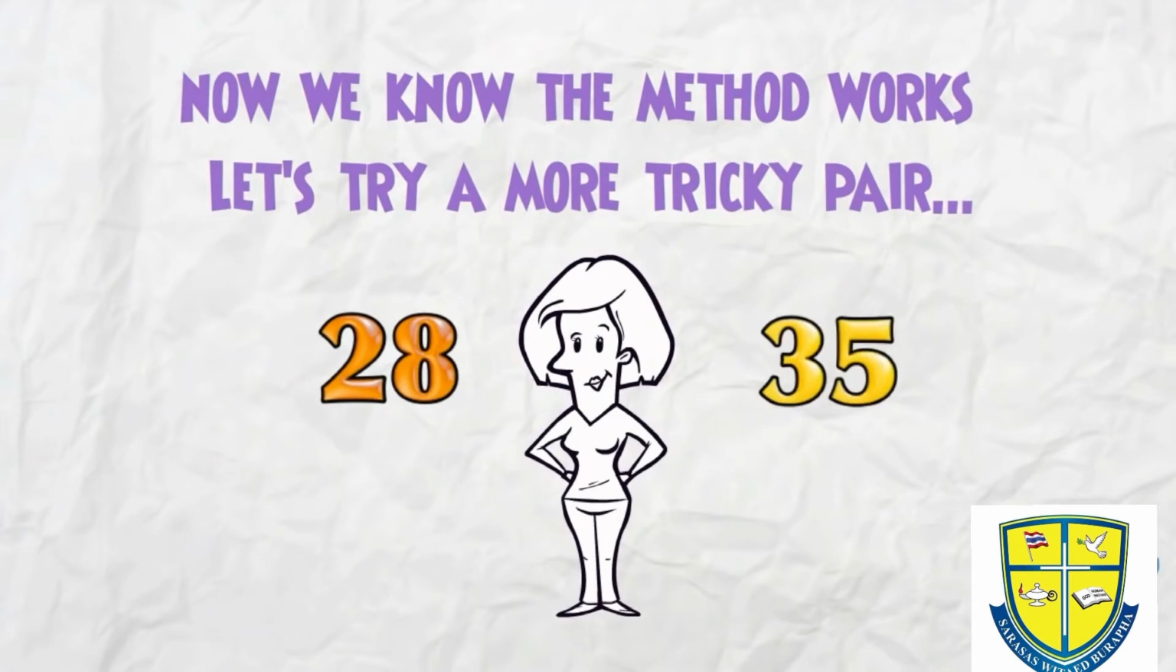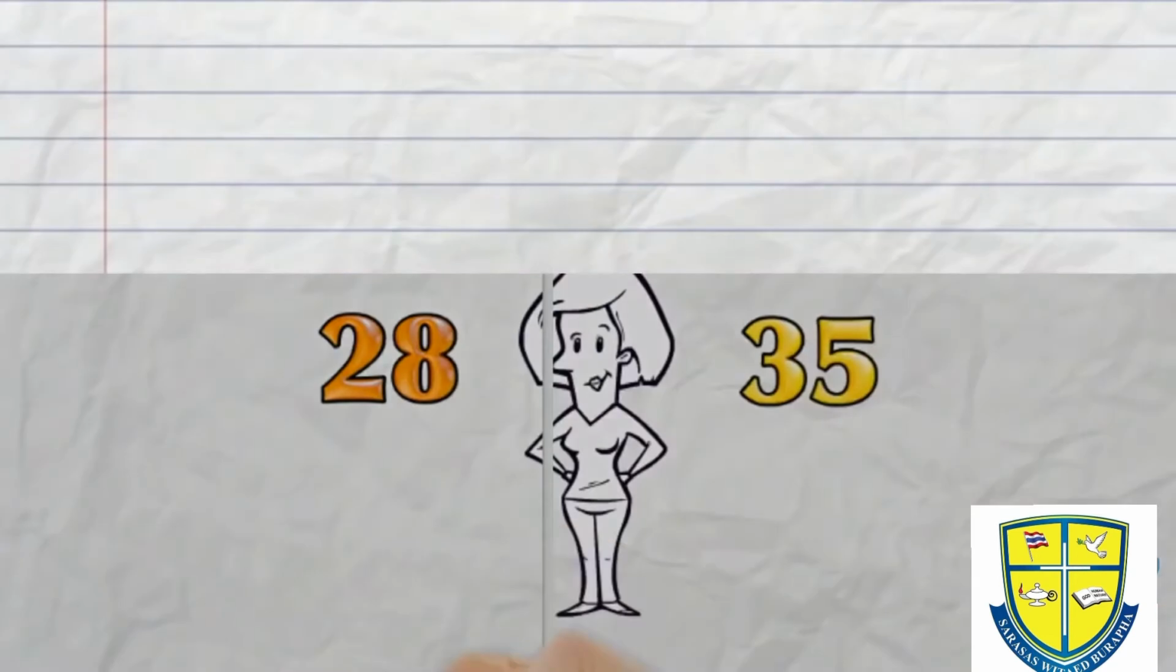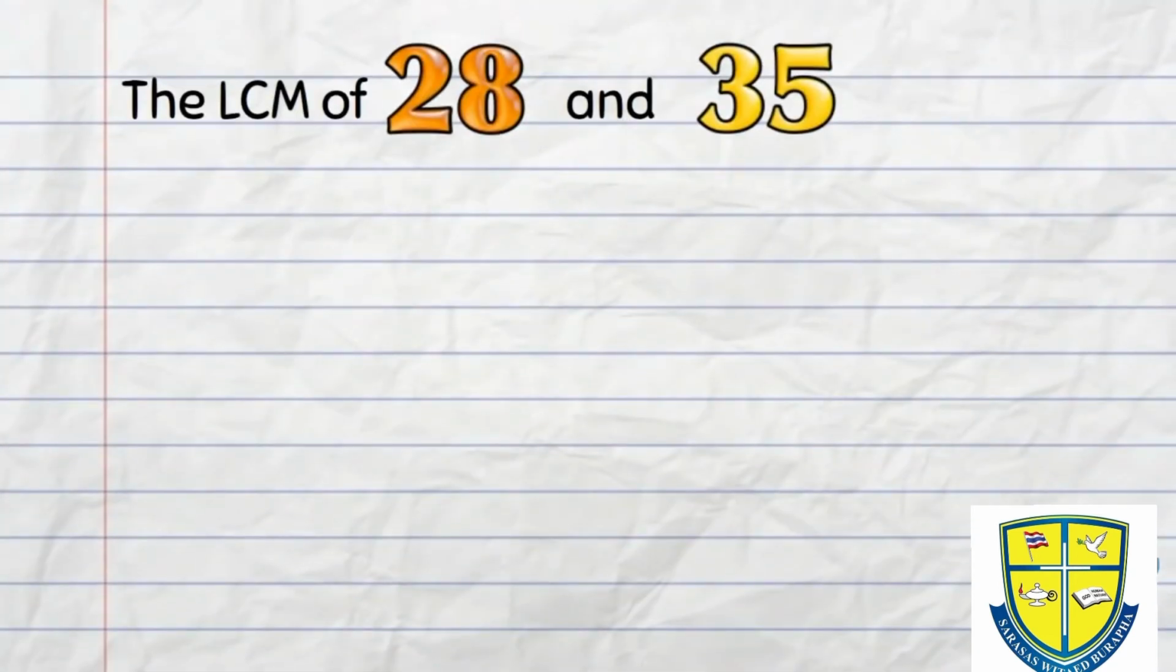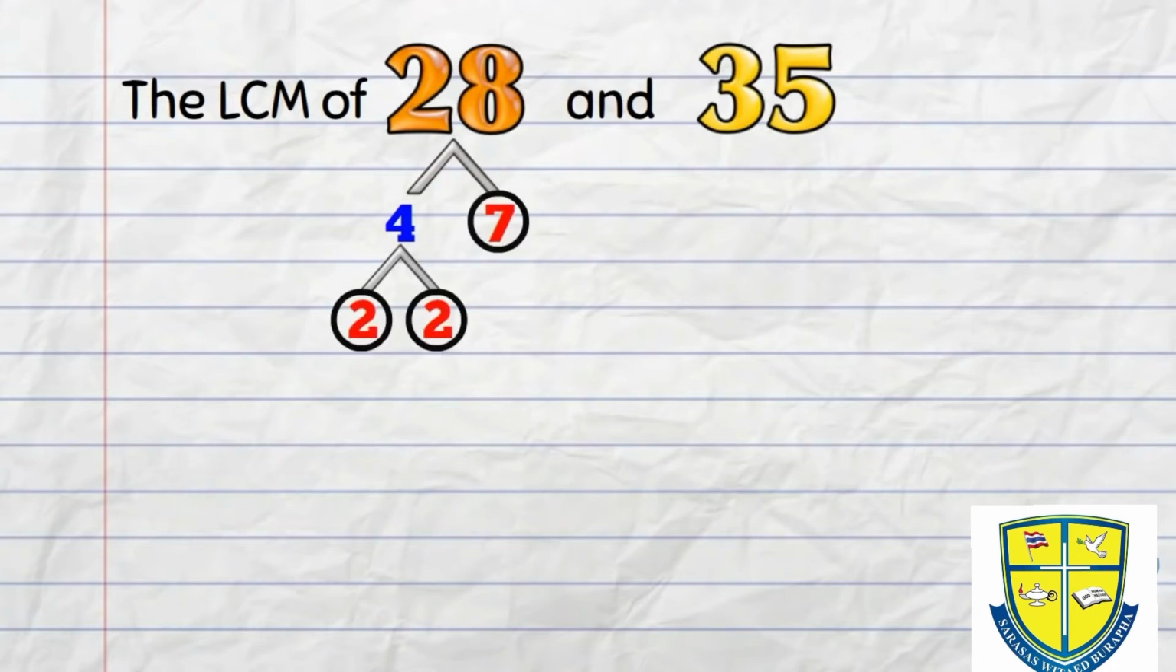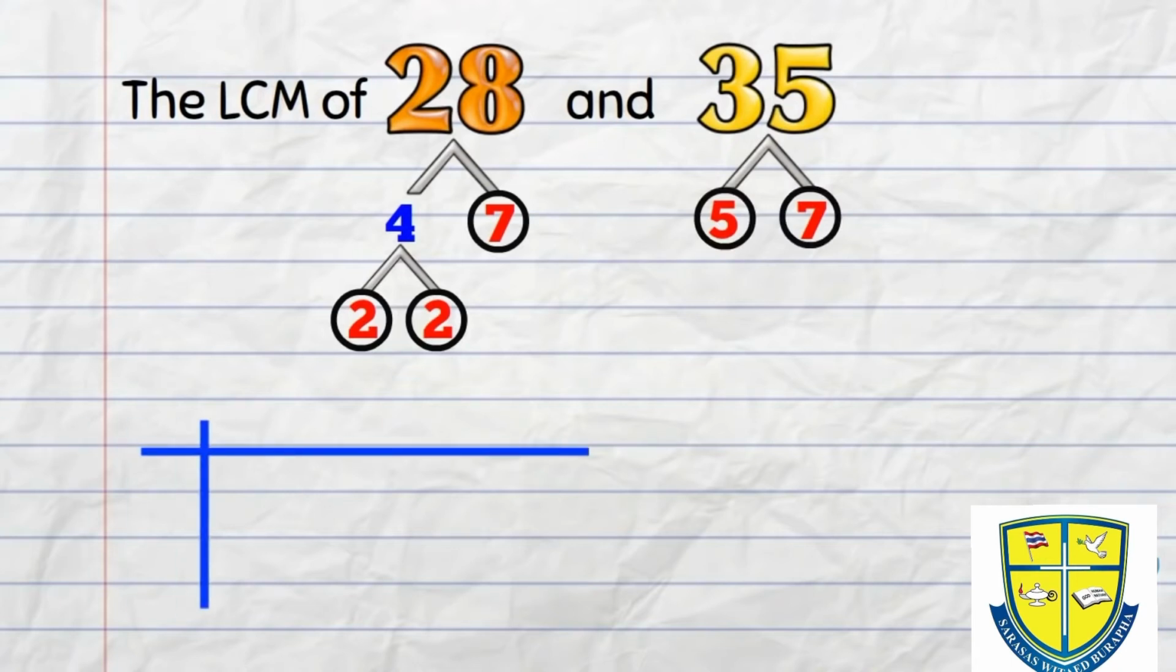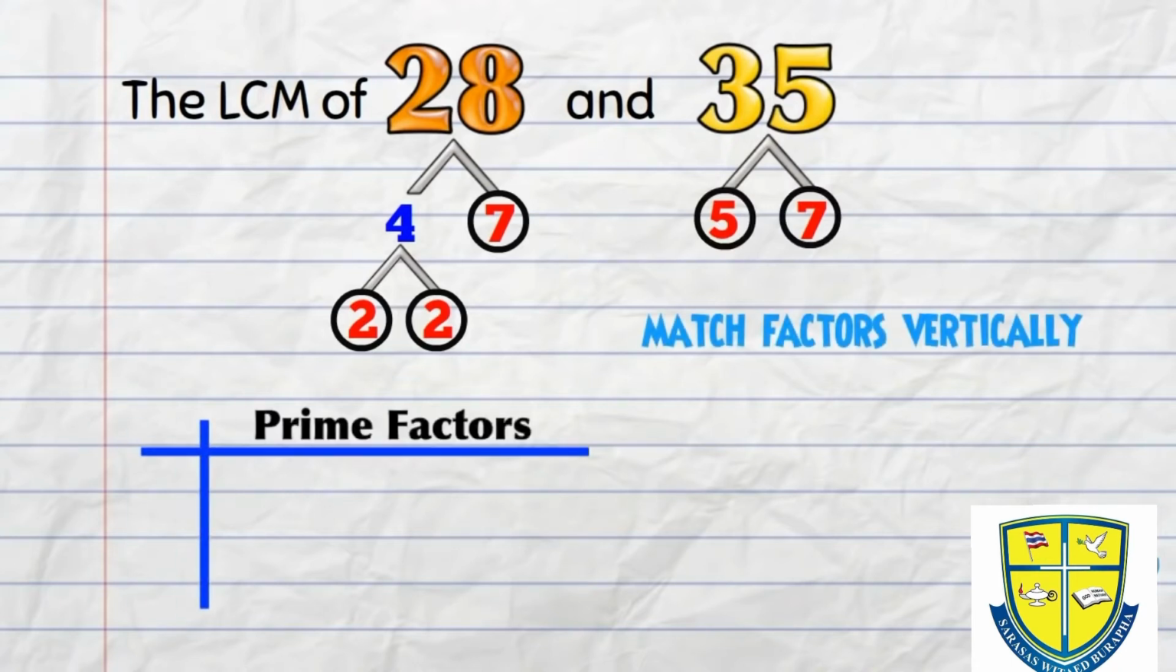28 and 35. First, find the prime factors of each number. 28 is from 4 times 7. 4 is from 2 times 2. Circle the primes. 35 is from 5 times 7, both prime. Next, we do the prime factors table. Match factors vertically, leave a space if there's no match.